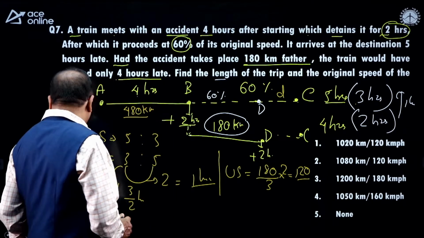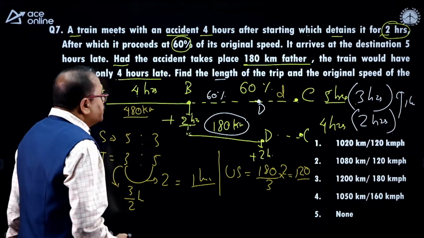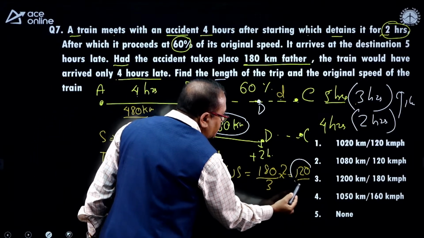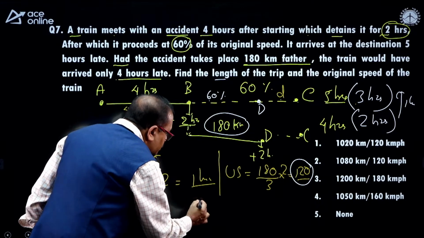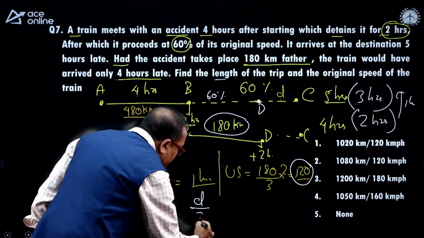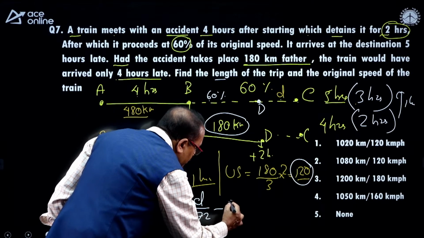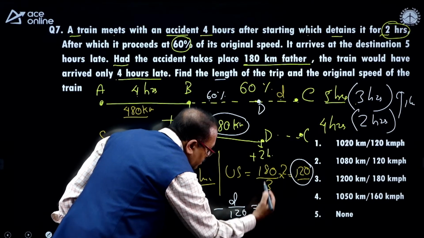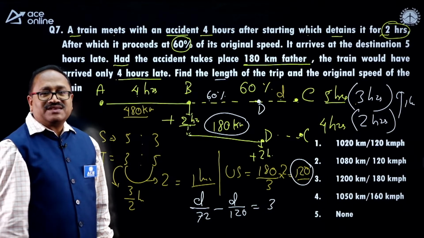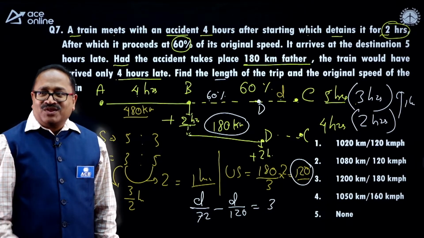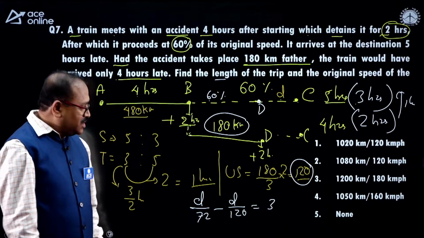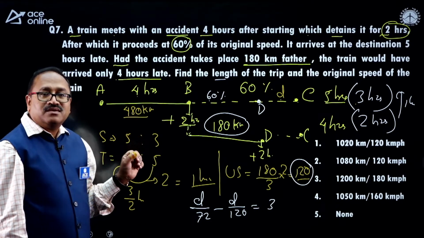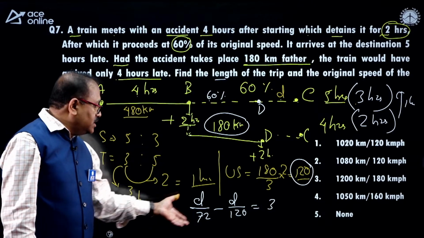So I am writing it now. Look at this part, that is D by 60% of the speed, that is 72. So I will take D by 72 minus D by actual speed 120, which is equal to 3 hours difference. Now here can you solve this? That is only simplification. The main part of the time and distance is over here. Here I simply have to find out D and the equation is ready.